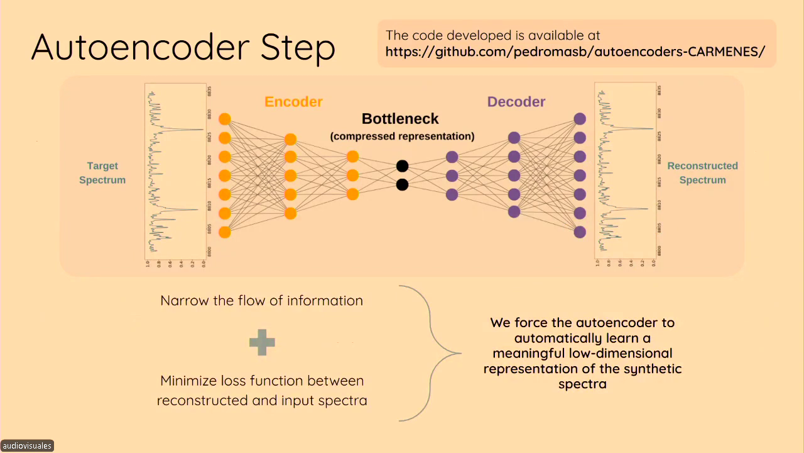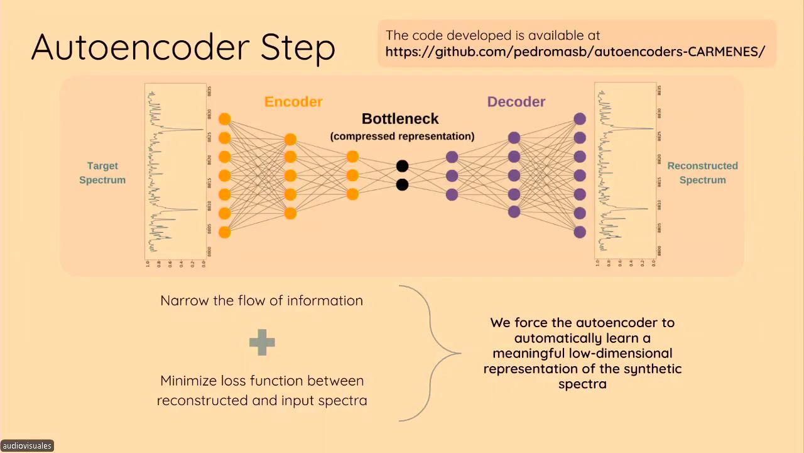So we want to solve that, and the first step in the methodology is to use autoencoder neural networks to obtain low-dimensional representations of the synthetic spectra. Here in the slide, you can see a diagram of one of these autoencoders, which are neural networks that are composed of two blocks. One is the encoder neural network that takes the input data and brings it to a low-dimensional representation, which is known as the bottleneck or latent space. And then we have a decoder neural network that takes this low-dimensional representation and tries to reconstruct the input data.